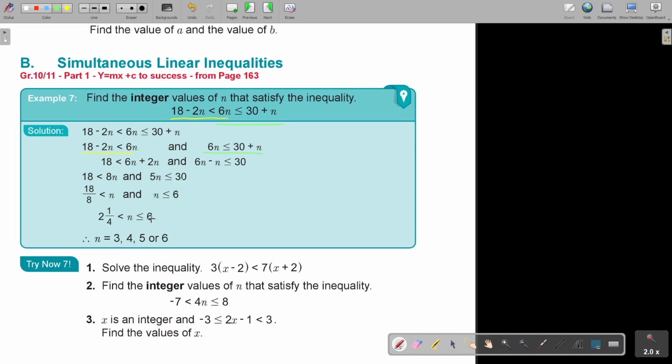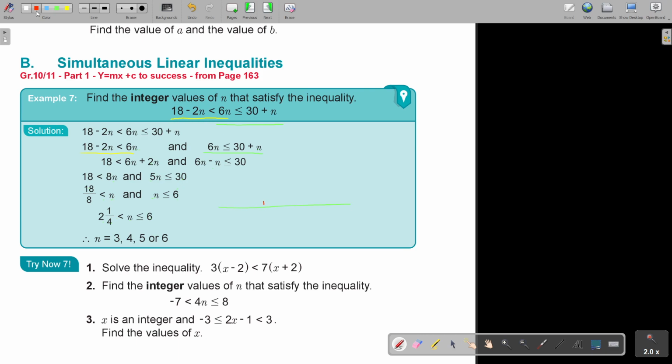But read the question, it was not what they want. They said they want you to do that to get the answer. So find the integer, so that means whole, that means no fractions, values of n that satisfy the inequality. So if it's bigger than 2.25, you must just think now of a number line.